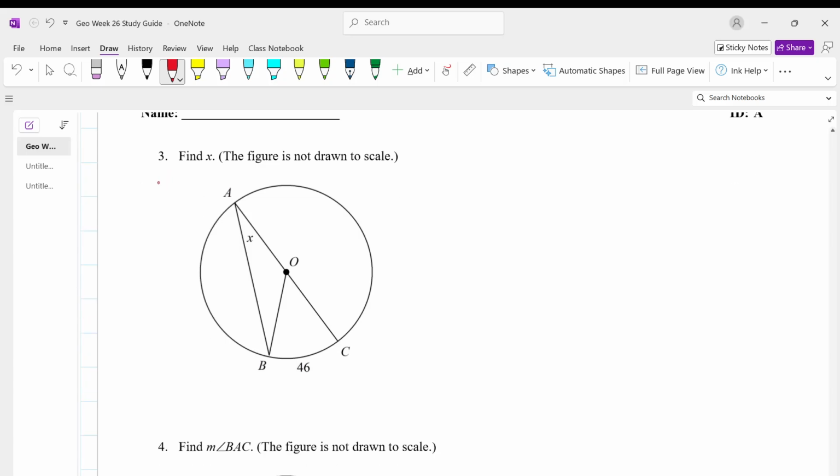All right, problem number 3, find X. X is angle A right here. And the measure of angle X is half of its intercepted arc. So this is the same problem that you just did, except you're given the intercepted arc. So X is equal to 1/2 of 46. So 23 degrees.